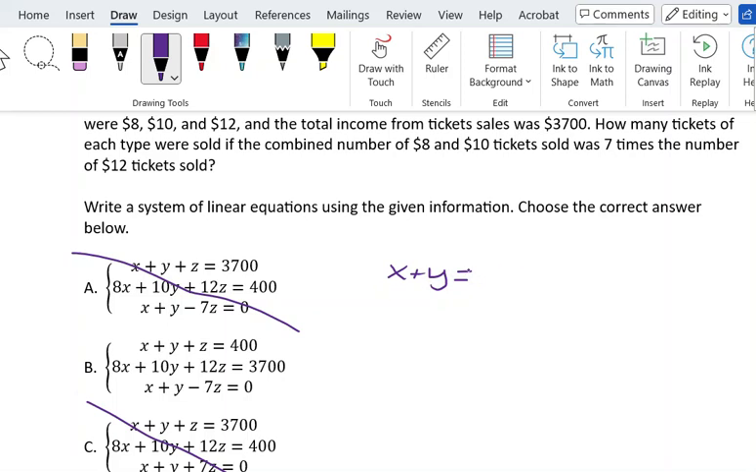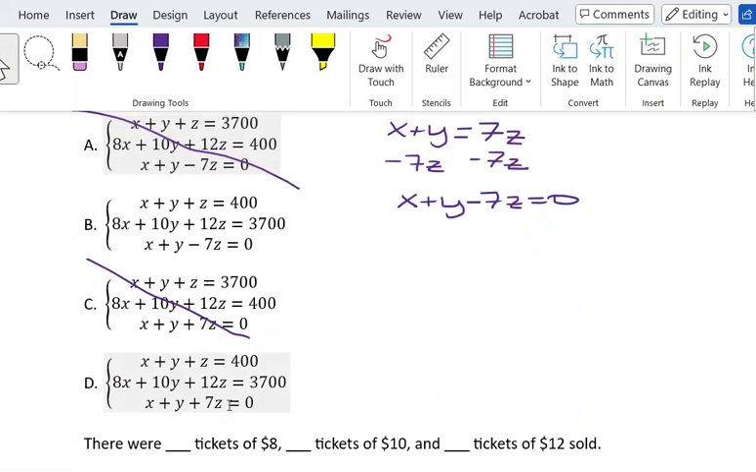So x plus y equals 7 times z. So from this equation, if I want to get it in this form, I would need to subtract 7z from both sides. So that gives me x plus y minus 7z equals 0. So that means that out of my 2 answer choices that are remaining, answer choice B is going to be the correct answer.